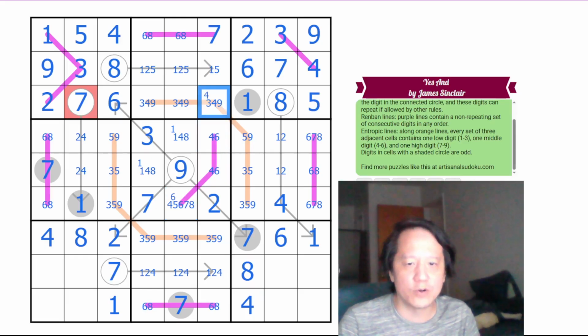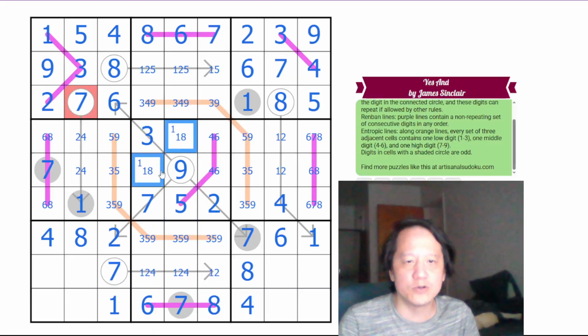So no 4 here, no 4 here, no 6 here, so this is 8, which makes this 6. 6 eliminates 6 here, so it's 8 and 6, and this 4, 6 pair forces this to be a 5. This cannot be 4 anymore, it's 1 and 8. 8 eliminates 8 here, so this is 1, which makes this 8. 1 eliminates 1 here, so it's 2 and 1.